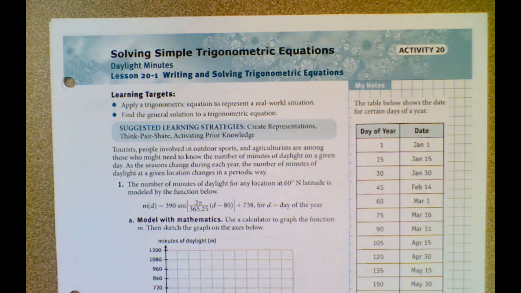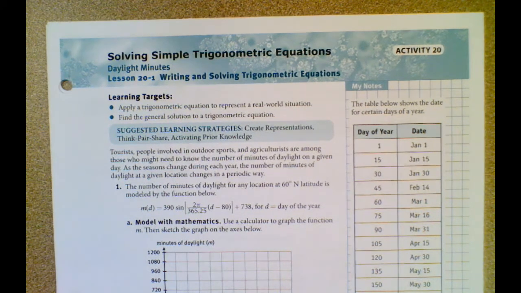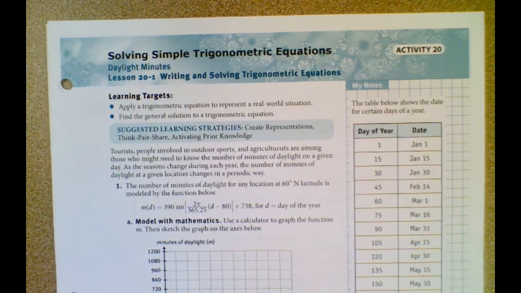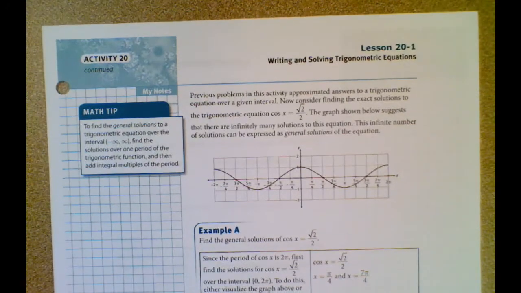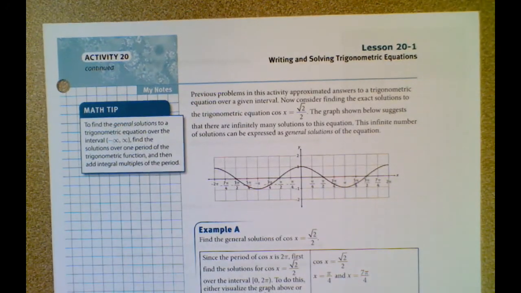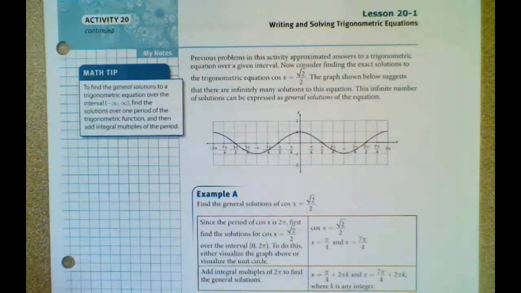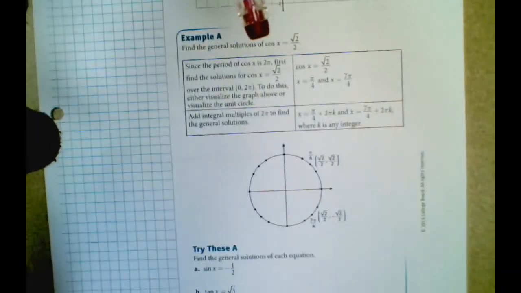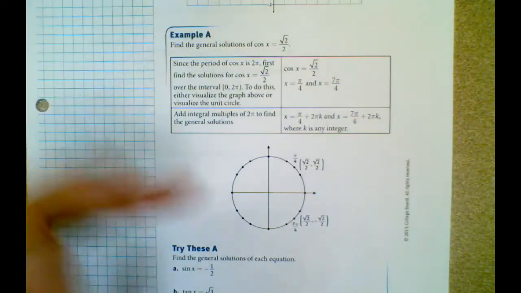All right. So we are on page 265 of your Springboard book, but we are actually going to skip that first page. All right. And we're going to go straight to page 266. And go ahead and skip down to example A down here. And we're just going to jump right into it here.